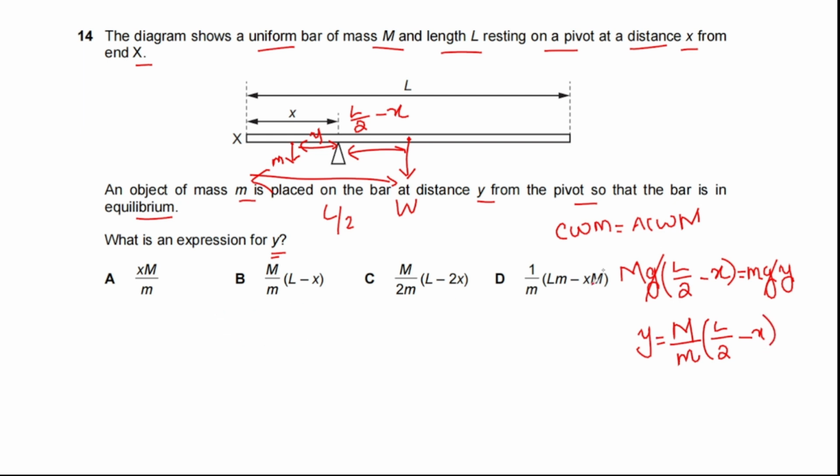Here you could see no option fits this expression, so you need to rearrange this. We can do cross multiplication in the brackets. So it is L minus 2x divided by 2. So 2 can be taken common, so it will be M divided by 2m, times L minus 2x. So the correct option is option C.